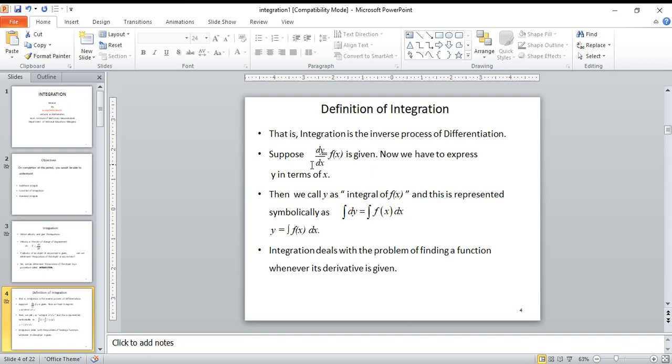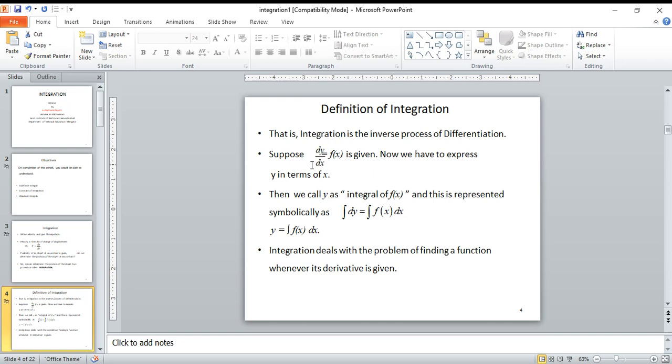This is represented symbolically as integration dy equal to integration f of x dx. Take the denominator dx to the right side and apply integration on both sides, that is, integration dy equal to integration f of x dx. Derivative and integration are inverse processes, so d and integration cancel. This gives y equal to integration f of x dx. This type of symbol is called integration.